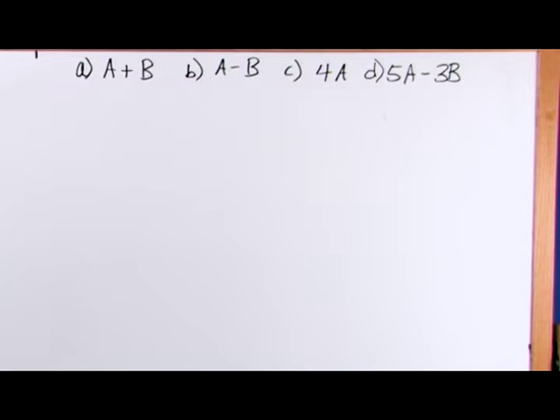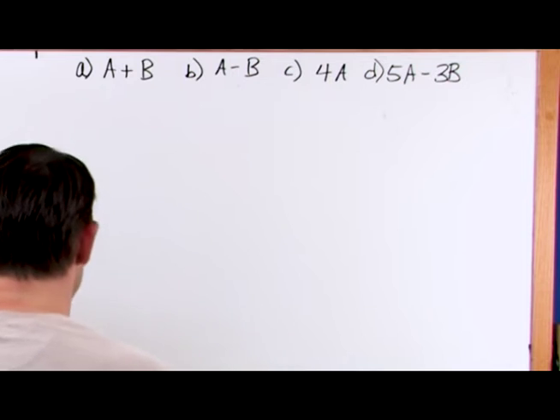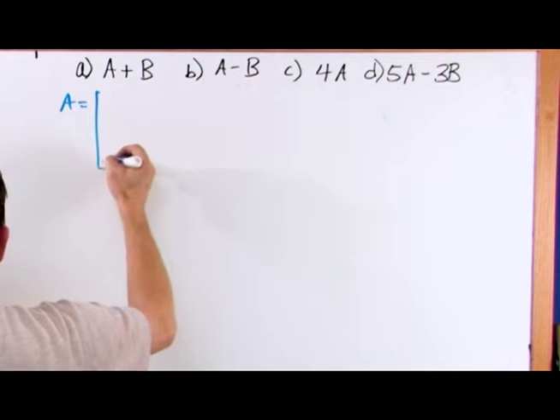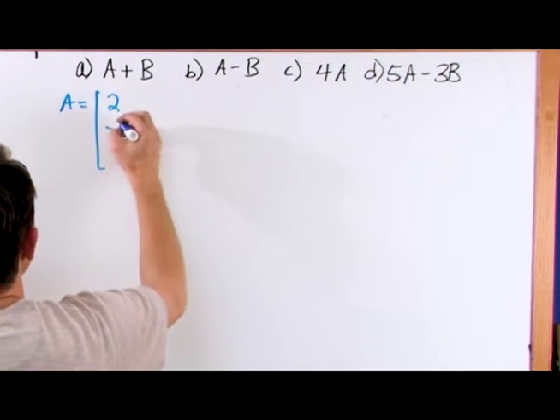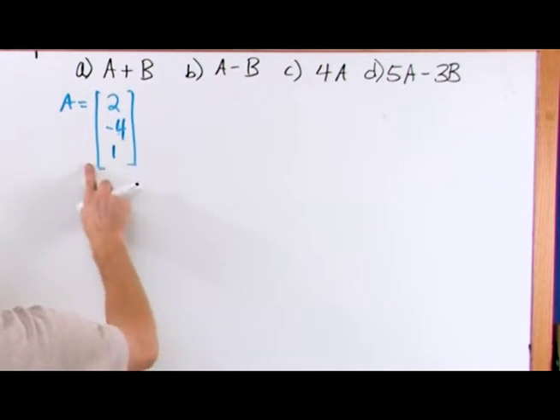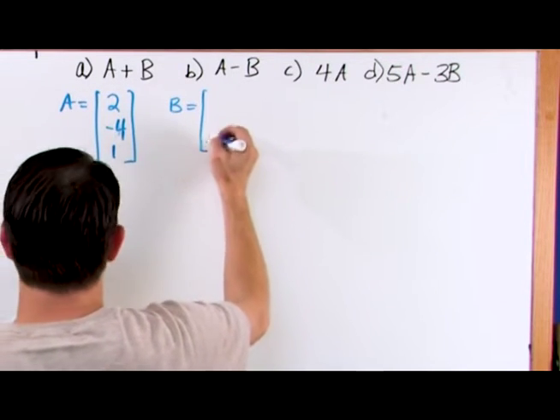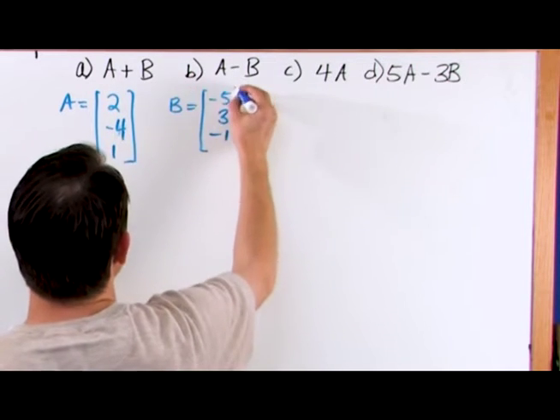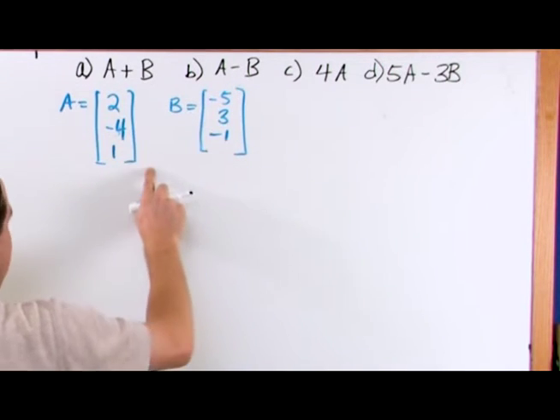Okay, now let's go ahead and work another one. Again, we're going to find a plus b, a minus b, 4a, and 5a minus 3b just to get some practice. So let's say the matrix A in this case is equal to 2, negative 4, and 1. And the matrix B, let's just say for this problem, is going to be equal to negative 5, 3, and negative 1.